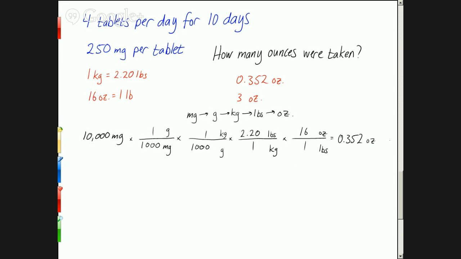So if you got 3 or you got 35 or 350, something like that, chances are you forgot one of these zeros here, forgot to divide by something, or hit 100 instead of 1,000 on your calculator.